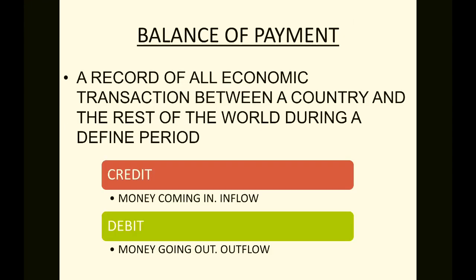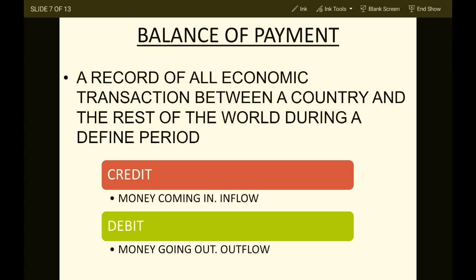Now balance of payment, very important. Balance of payment records all economic transactions. It does not consider only visible, invisible also. Both are included in balance of payment, between a country and the rest of the world during a specific period, a financial year. Credit, money coming in, inflow. Debit, money going out, that's outflow.